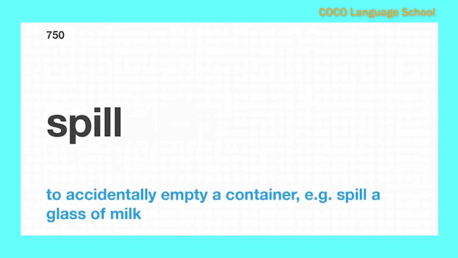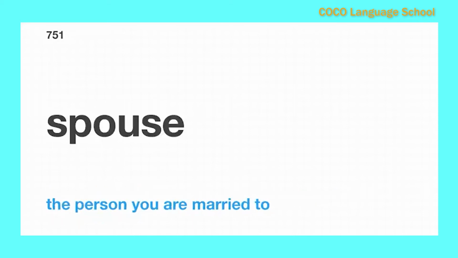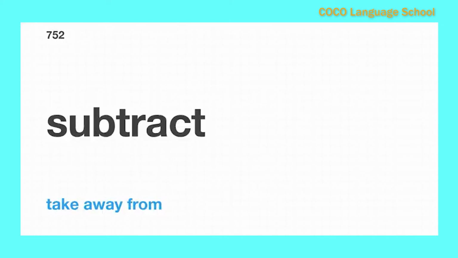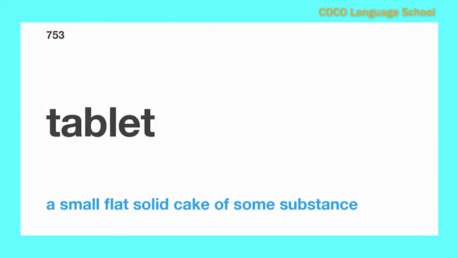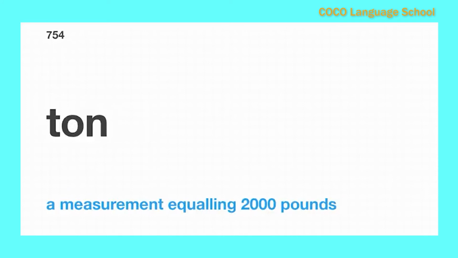To accidentally empty a container, for example spill a glass of milk. Spill. The person you are married to. Spouse. Take away from. Subtract. A small flat solid cake of some substance. Tablet. A measurement equaling 2,000 pounds. Ton.